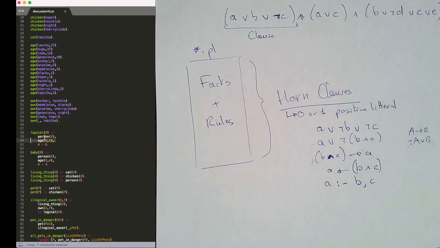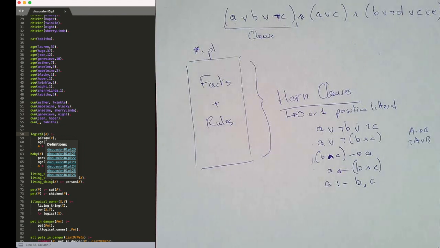This means, if X is a person and A is the age of X and A is greater than 6, then X is logical. So that's how you can read it. It's convenient to see that, because that's really the meaning of these Prolog rules, and that's how you can read them.